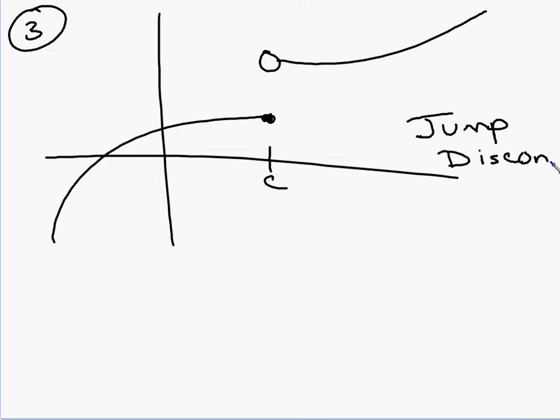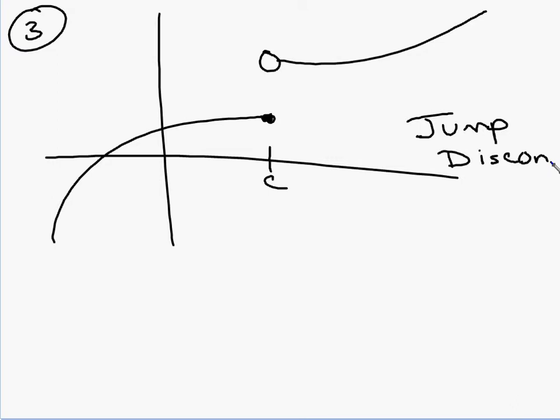This one is obviously not continuous at C. The left-hand and right-hand limits are different, right? F of C is defined, but the limit is not f of C. So there's a bunch of reasons why this one is not continuous.